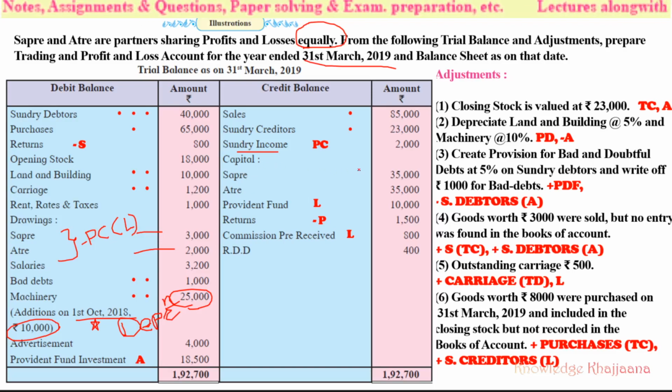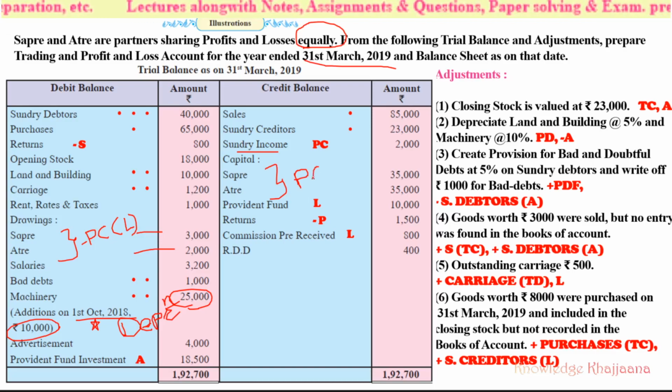Capitals of Sapre and Atre are given. The capital value is the same for both of them. See, where will the capital be recorded? As no current account balances are given, it means Sapre and Atre are not maintaining the fixed capital method. So they maintain the fluctuating capital method, that is, they maintain it in the balance sheet itself. So those will be recorded to the partners' capital on the liability side of the balance sheet.